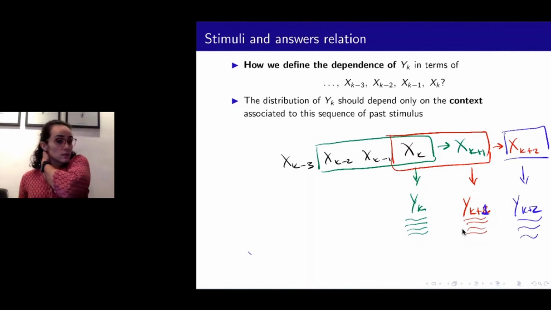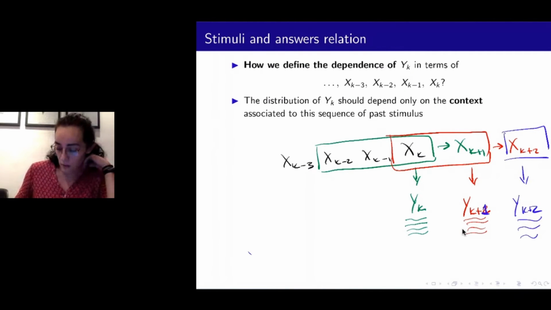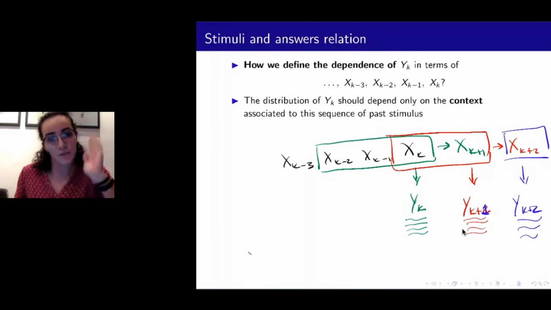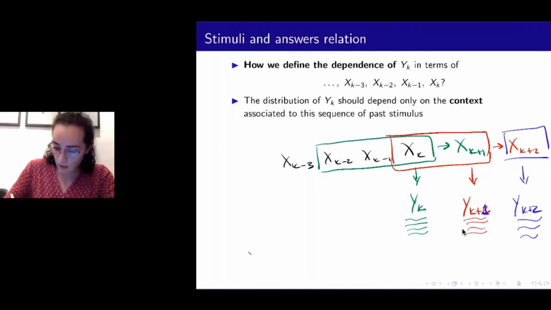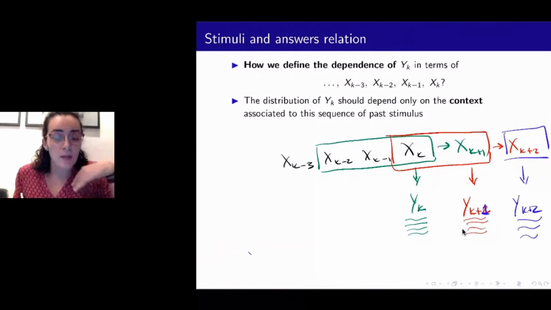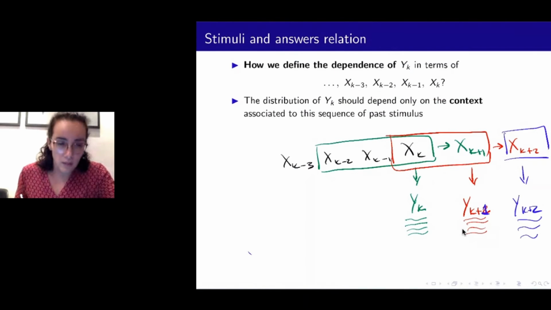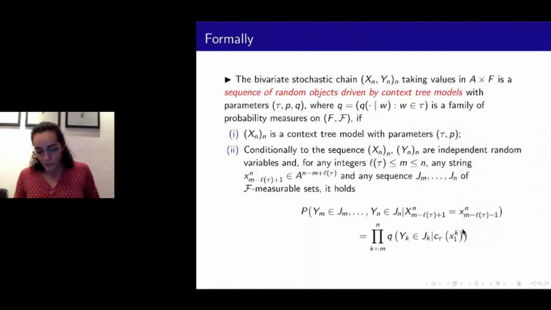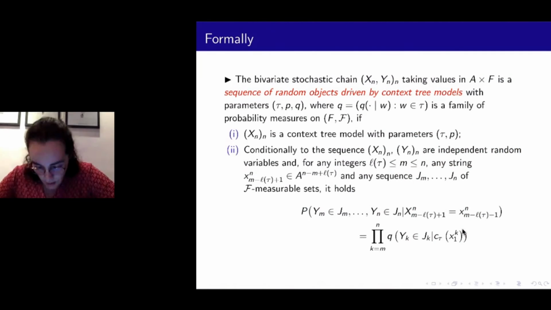Okay, so this is the way we define a model where you have answers, and these answers depend not only on the single stimulus at time k, but also on the context associated to this stimuli sequence up to this time. Okay. Formally, how do we say that?